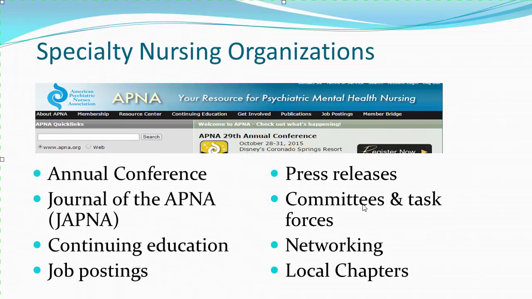Okay, so we've gone over the ANA, which is the big nursing organization, but that's not the only nursing organization. There are other professional nursing societies and they're focused on different specialties. You can go crazy joining all of them, but it's most important to focus on the one in your specialty if you're going to join one in addition to the ANA. For example, I put on the slide the American Psychiatric Nurses Association. Not unlike the ANA, it has an annual conference, its own journal, continuing education, job postings, press releases, committees and task forces. You can get a chance to network, and there are local chapters. So let's go check out their webpage.